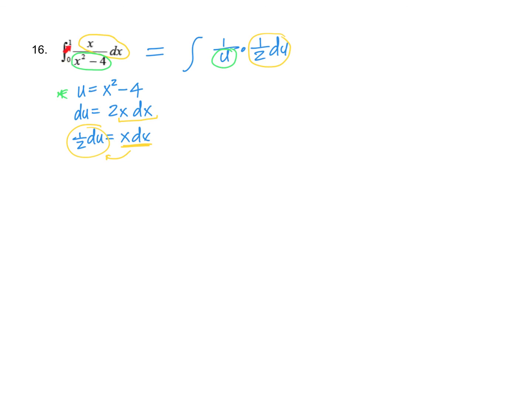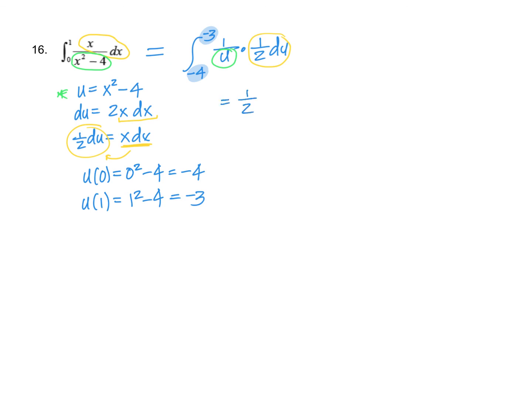But we've got to change these two numbers, 0 and 1. So u of 0 is equal to 0 squared minus 4, which is negative 4. So the 0 becomes a negative 4 down here. And then u of 1 is 1 squared minus 4, which is negative 3. So this upper number is now negative 3. Once again, make sure you are changing these limits of integration into their corresponding u values.